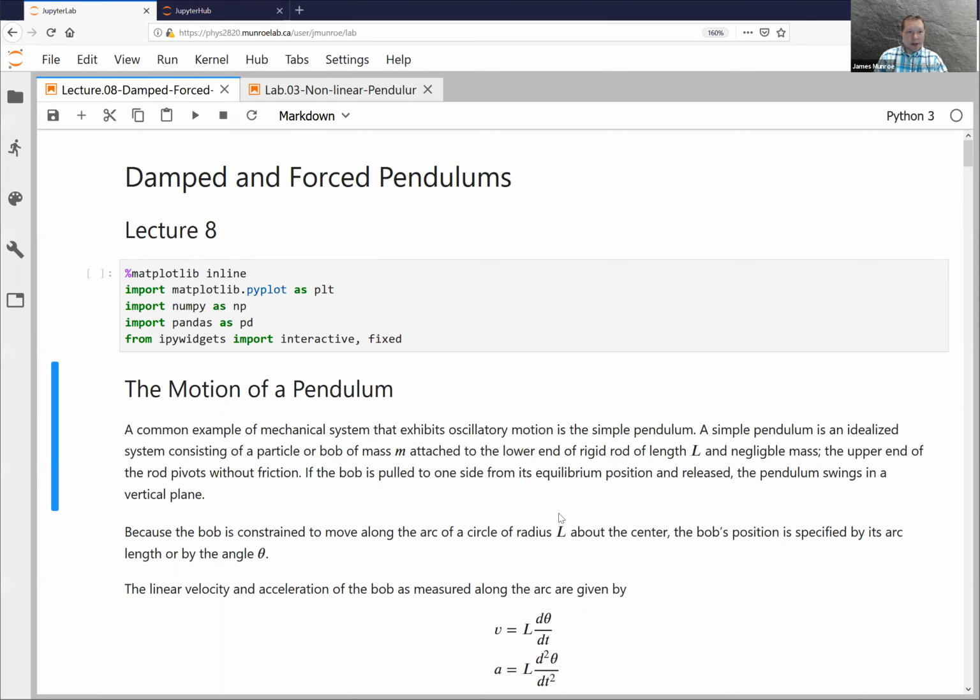So what I've got is a Jupyter notebook, as I usually do. If you're able to log into the server and follow along, we'll start by importing the packages that we need, as we've done every time. And what I want to talk about is pendulums.